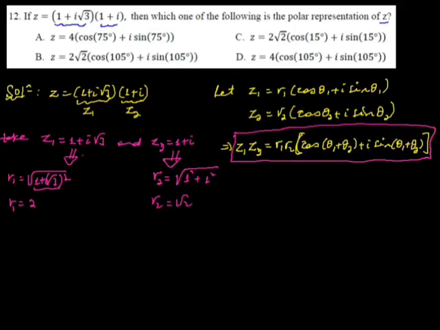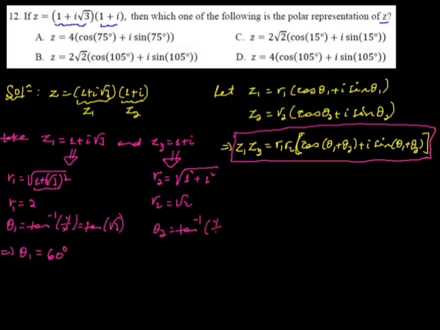The other thing is the argument for Z1. Theta 1 becomes tan inverse of y over x, which is tan inverse of root 3. So theta 1 becomes 60 degrees. And for the second complex number, theta 2 becomes tan inverse of y over x. Here y is root 3 and x is 1.